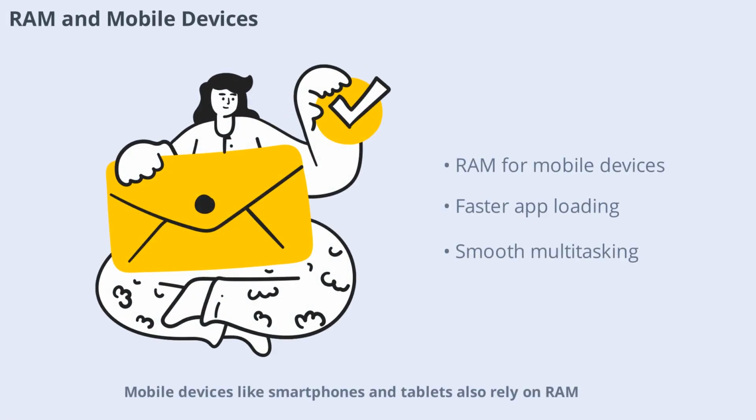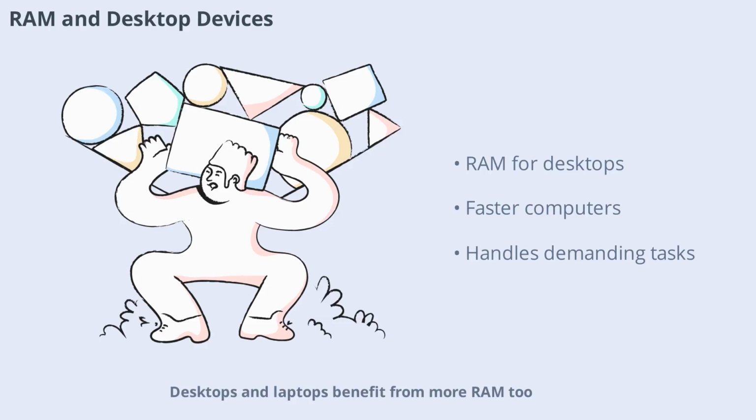Mobile devices like smartphones and tablets also rely on RAM. More RAM means faster app loading, smoother multitasking, and better performance. If you use your mobile device for gaming or work, having enough RAM is essential. Desktops and laptops benefit from more RAM too. Upgrading RAM can make your computer faster, more reliable, and better at handling demanding tasks. Whether you're gaming, working, or creating, more RAM means better performance.